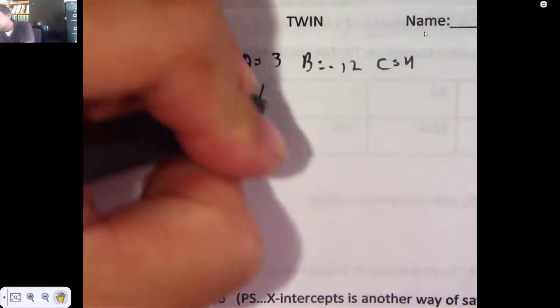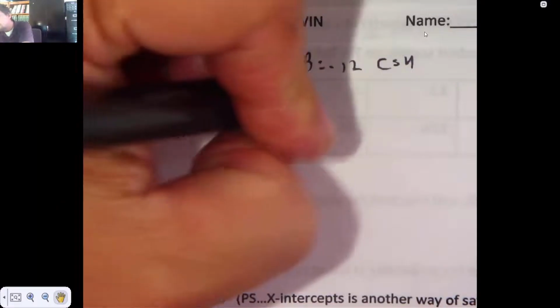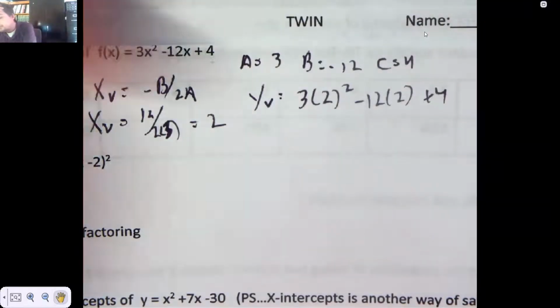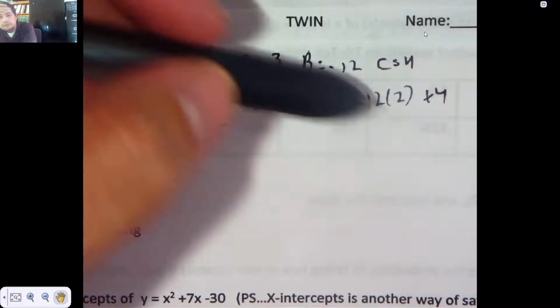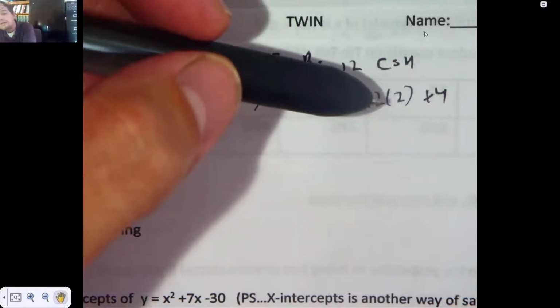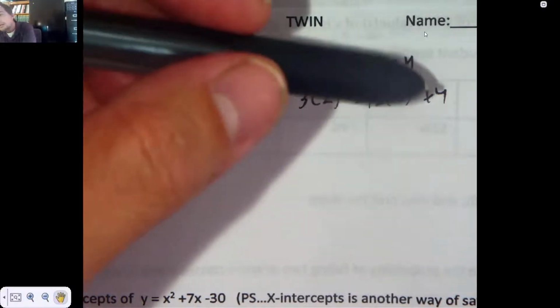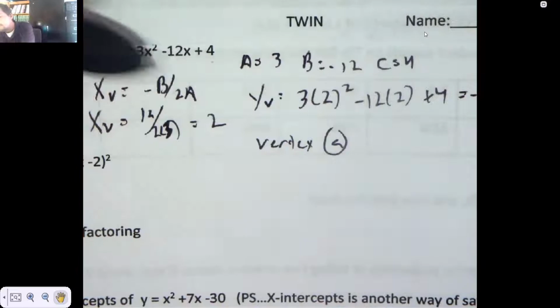To find the y-coordinate of the vertex, I take my 2 and plug it in. That's all I do. 3 times 2 squared minus 12 times 2, add 4. Now, on a test you're allowed to use a calculator, but whatever. This is 4, 3 times 4 is 12. This is 24. 12 take away 24 is negative 12. Add 4 back, and I should be at negative 8. So I know that my vertex is at (2, negative 8).